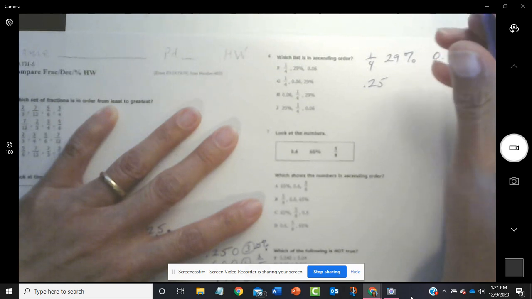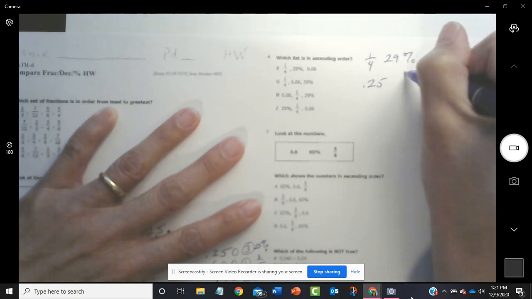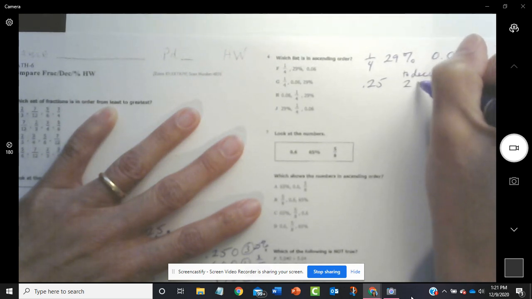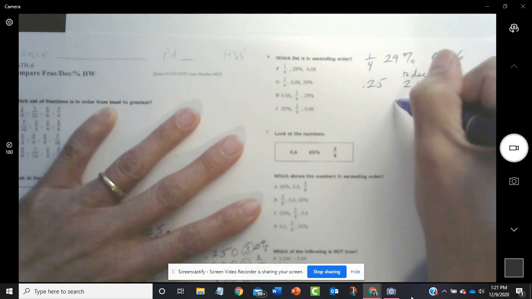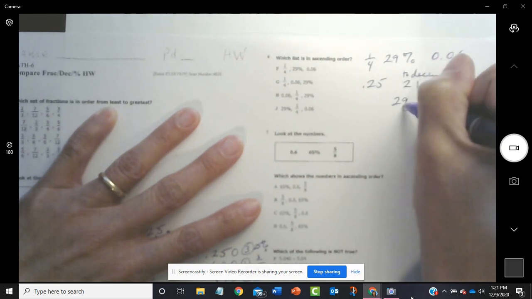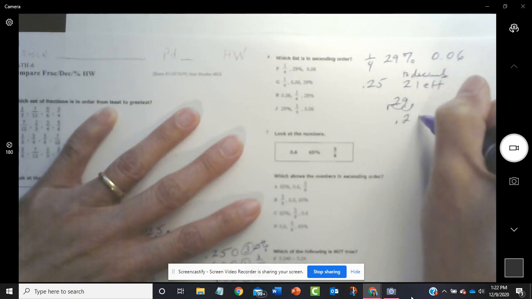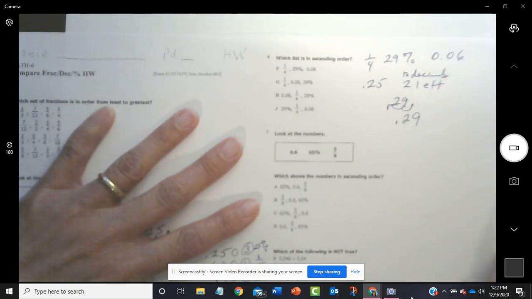29%, I remember I want to turn it to a decimal. The L reminds me to go left 2 places. So it's going to be 29. I move my decimal point 2 places to the left, so it's 0.29. And the 0.06 I can keep as the same.